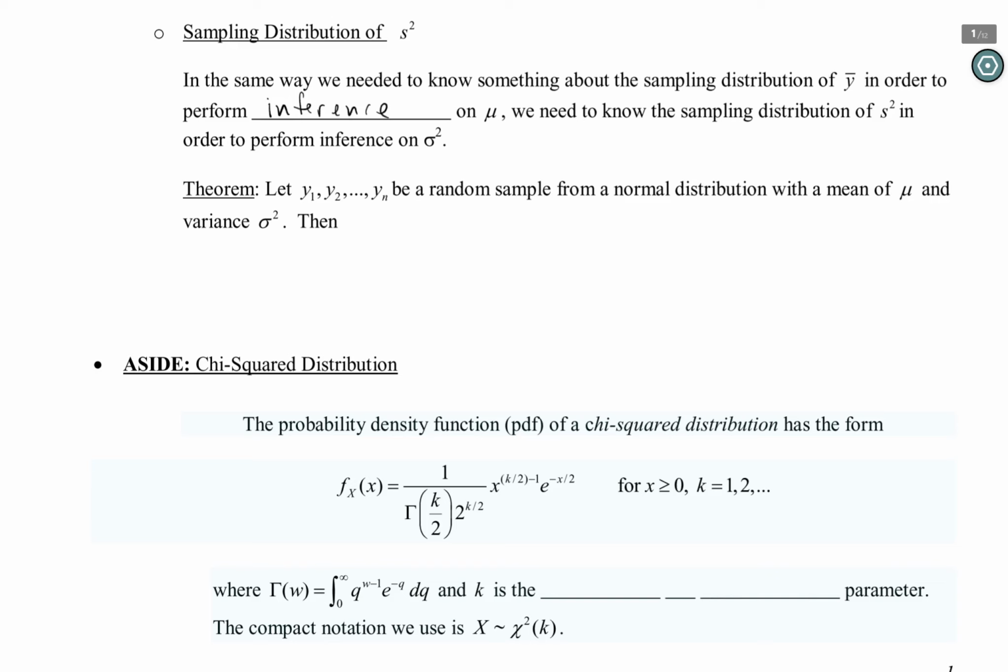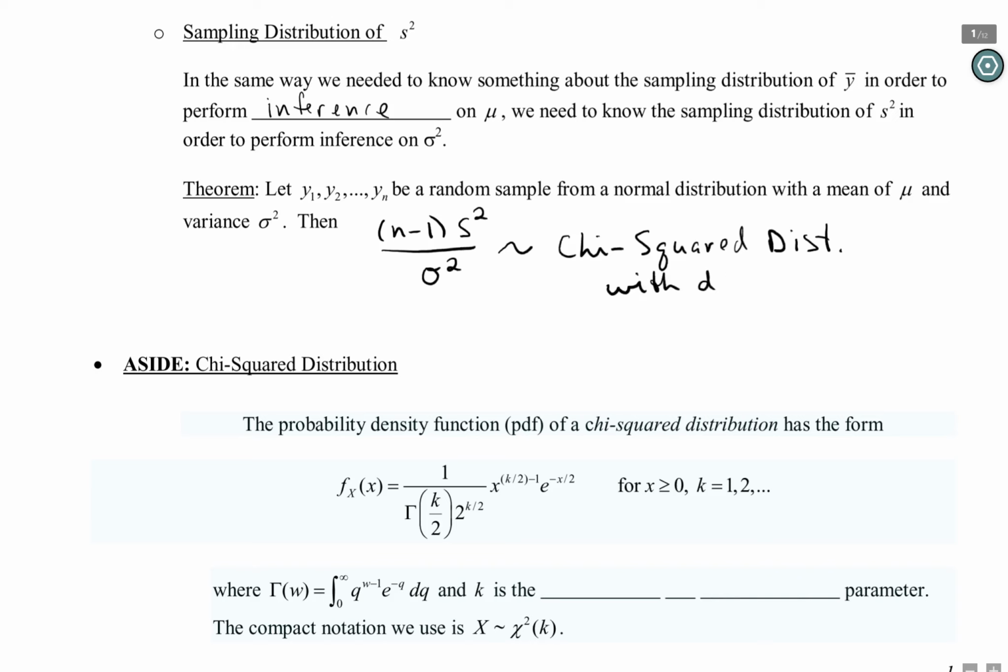Theorem: let y1, y2 up to yn be a random sample from a normal distribution with a mean of mu and variance sigma squared. Then n minus 1 times S squared over sigma squared follows what's called a new distribution for us. It's called the chi-squared distribution, and it has degrees of freedom. In this case, the degrees of freedom are n minus 1.